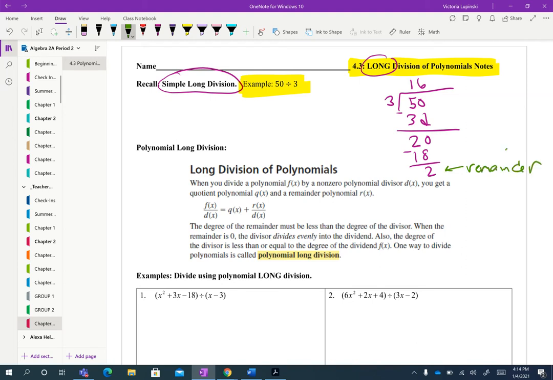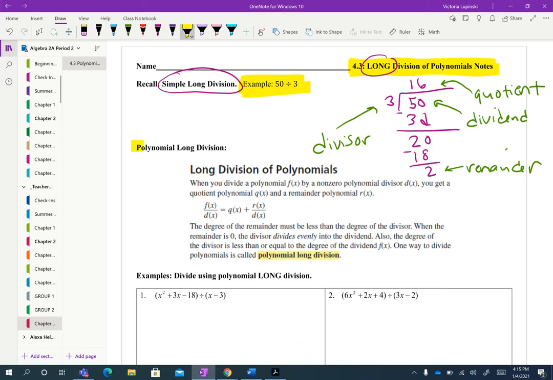Of all the different words, the remainder is probably the easiest to remember, but there are 3 other ones. So the answer that you get up top, the 16, we call that the quotient. Then the 3, which is the number outside, we call that the divisor. And then the value underneath the division bar, that is called the dividend. So quotient, dividend, divisor, and remainder, those are the 4 parts of simple long division, and those are also the 4 parts of polynomial long division. So we are going to be using those vocab words frequently, so make sure that you know what's what.